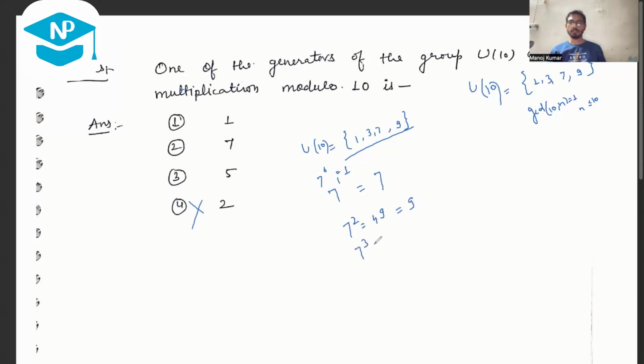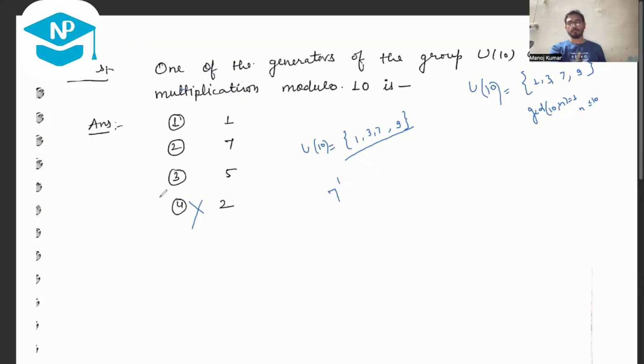So 7 to the power 3 is 343, and which is equal to 3. This is 343. So we can see that from 7 we can get all the elements 1, 7, 9 and 3. So this will be the generator of this group. So 7 is the correct answer. Also we can see that 5 is not an element of this set. So 5 also cannot be the answer.